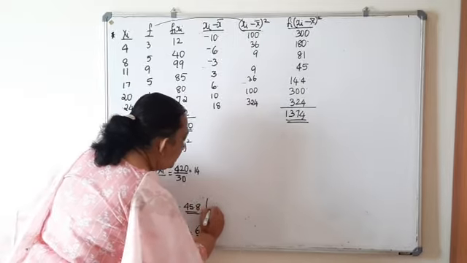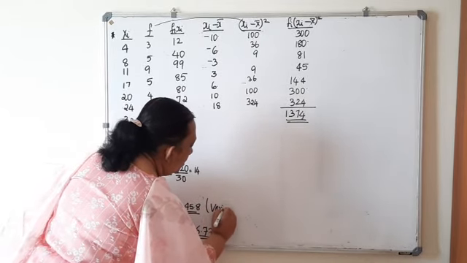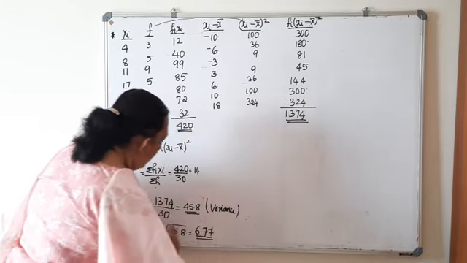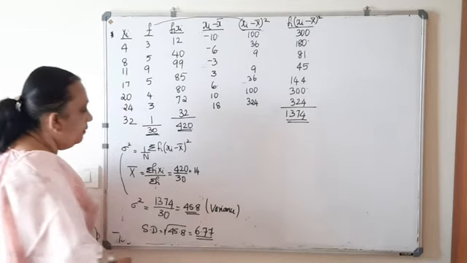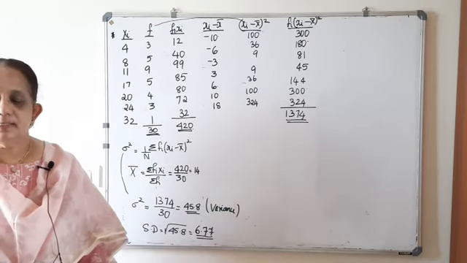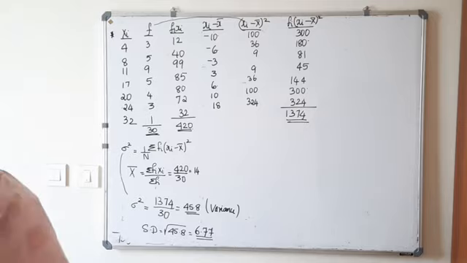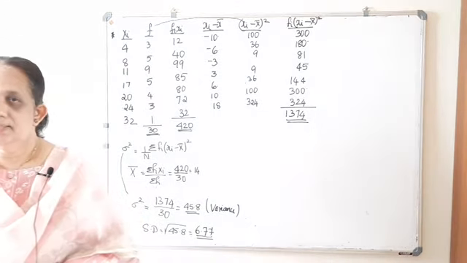This is the variance, and this will be the standard deviation. Square root of variance is the standard deviation. Isn't it clear to you? Yes, it's very simple.